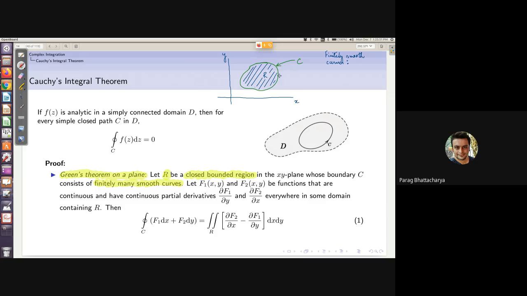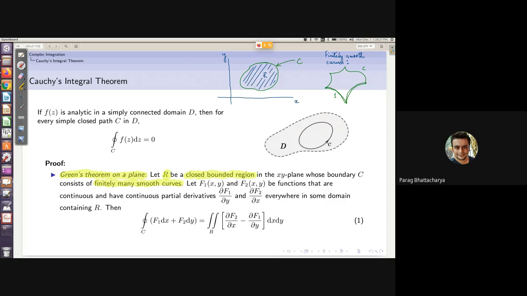In this example that I have drawn, I have assumed the boundary to be smooth. But you could also have a boundary like this. This is also allowed. This boundary C is not made up of one single smooth curve. Here, this is one smooth curve.